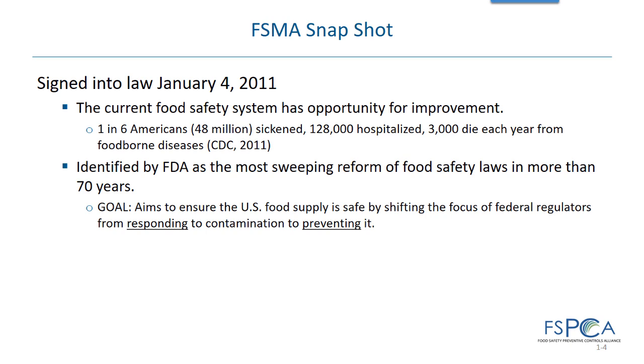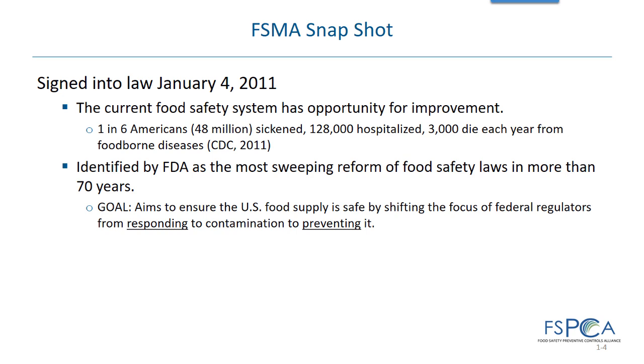Like I've been saying, we're going to focus on the Food Safety Modernization Act, or FSMA, in this class. So just a little bit of background on that. It was signed into law on January 4th, 2011. As I said, it came as a response to many foodborne illness cases. And we have a couple of statistics here. 1 in 6 Americans, or 48 million Americans, were sickened, 128,000 hospitalized, and 3,000 die each year from foodborne illnesses. That came from a CDC study in 2011.